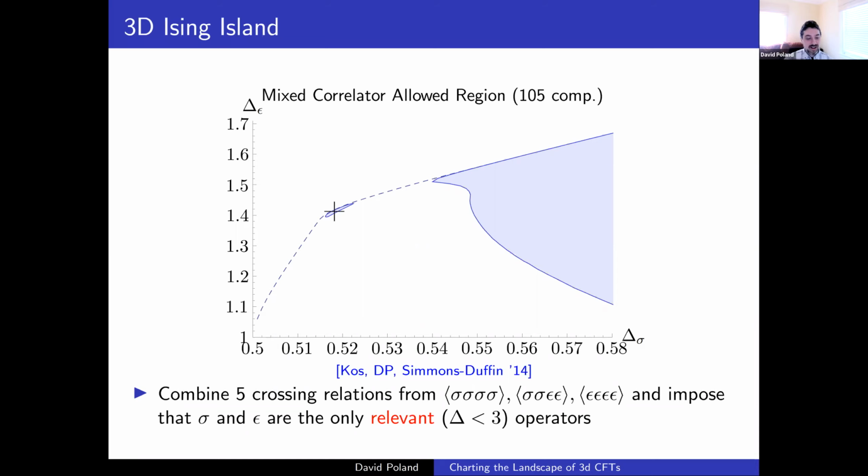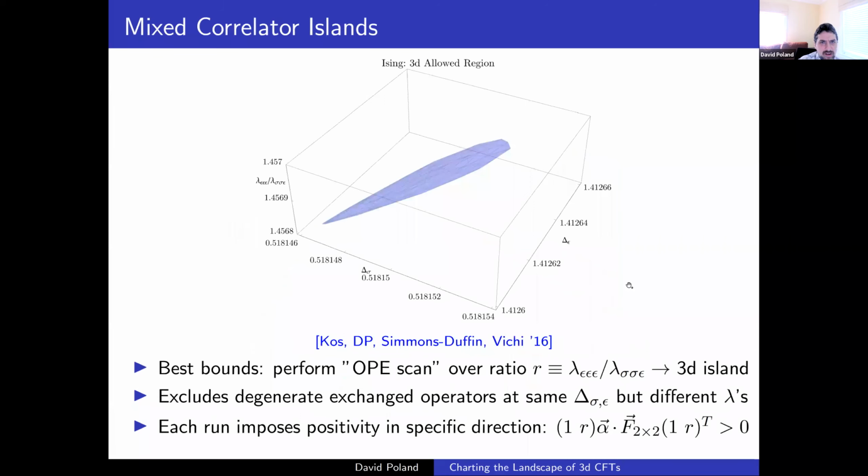systems in the 3-dimensional Ising universality class, like liquid-vapor transitions, because the temperature-pressure diagram is a 2-dimensional space, and you have to tune 2 parameters to get to the critical point, and that tells you that there are 2 relevant operators in the CFT. So if you make that assumption that sigma and epsilon are the only operators with scaling dimension less than 3, then it lets you isolate an allowed region around the 3-dimensional Ising model solution, which is separated from some sort of bulk region to the right, where maybe other CFTs could live.